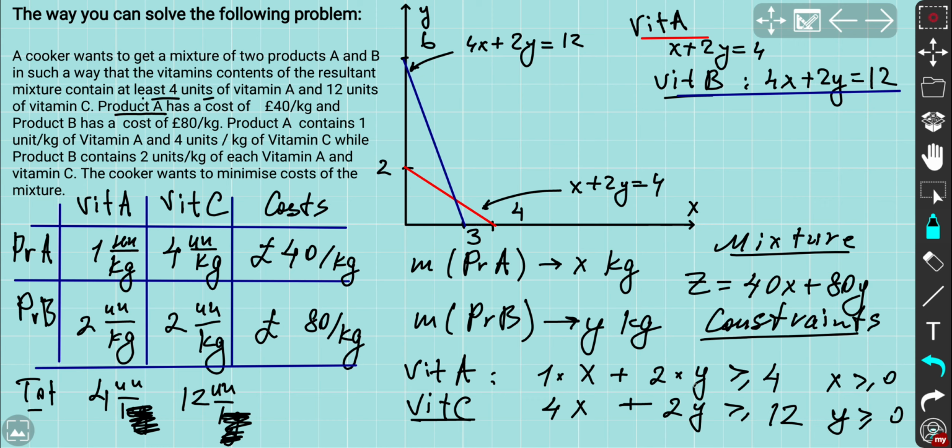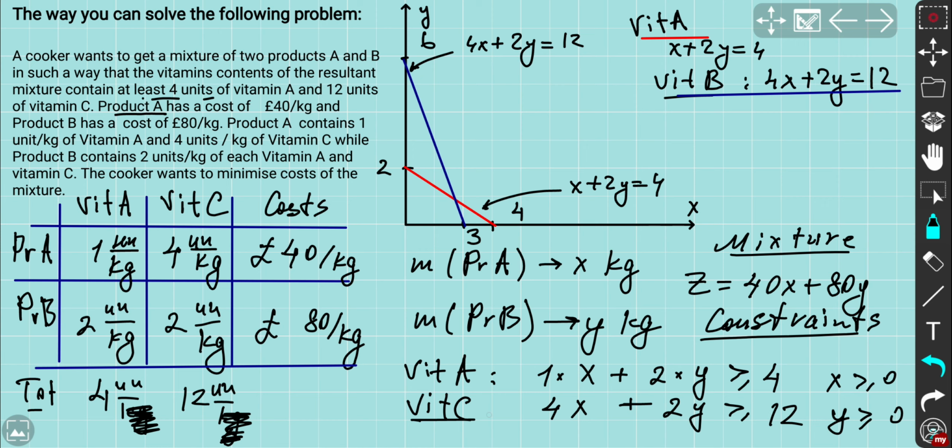So if we consider y in relation to x, 2y is going to be more or equal than 4 minus x. So that means y is going to be more or equal, so our region is simply here, right? Just above the blue line.